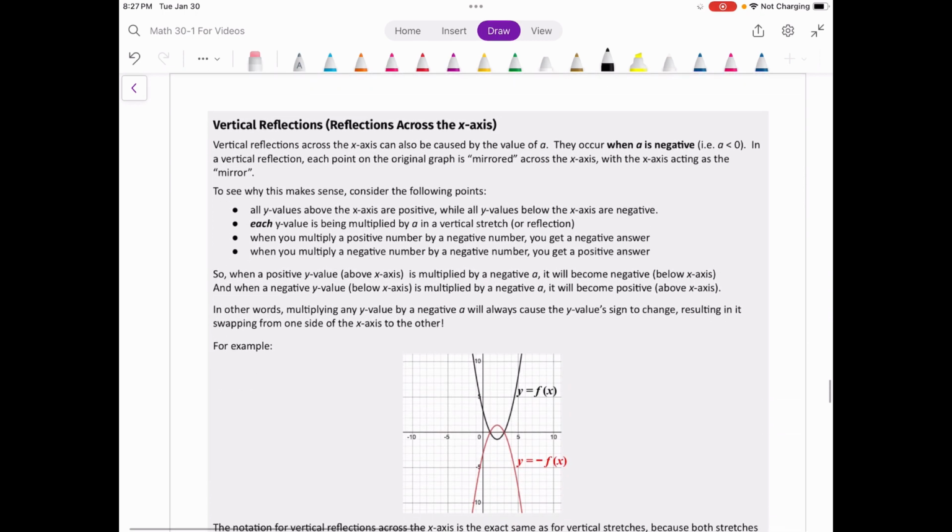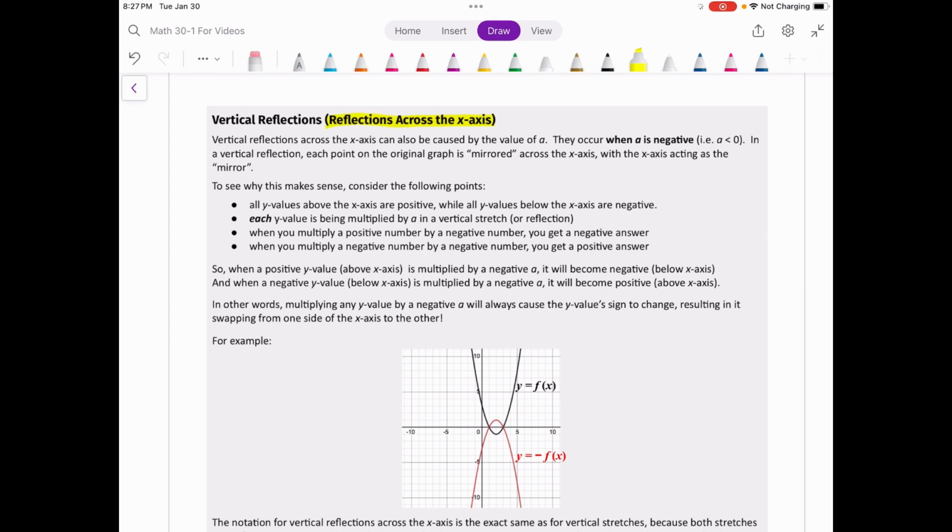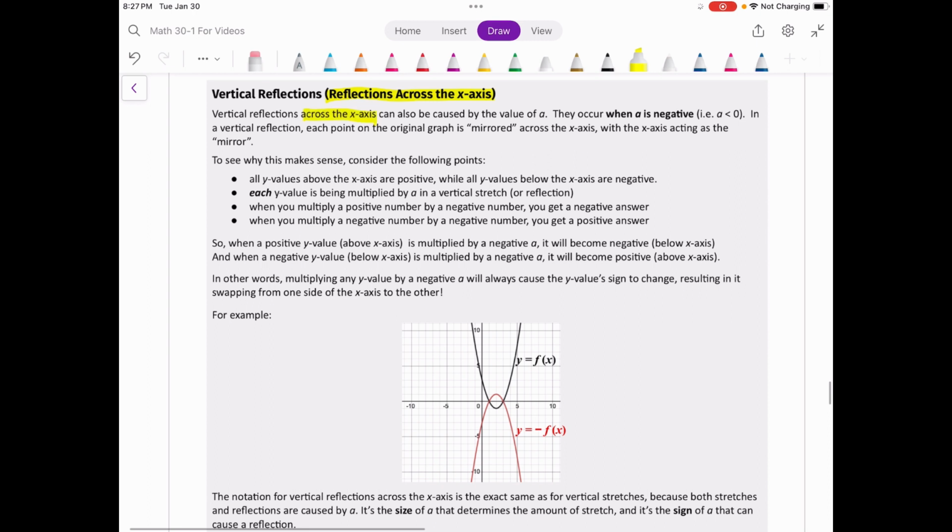Okay, last thing we'll talk about here in this lesson are vertical reflections, or more commonly we say reflections across the x-axis. Okay, so vertical reflections across the x-axis can also be caused by the value of a. So you don't need to learn a new parameter here. It's still actually because of a. They occur when a is negative. In other words, when a is less than 0. So in a vertical reflection, we call it a reflection because it's like a reflection in a mirror, right? Each point on the original graph is mirrored across the x-axis, and the x-axis acts as the mirror.